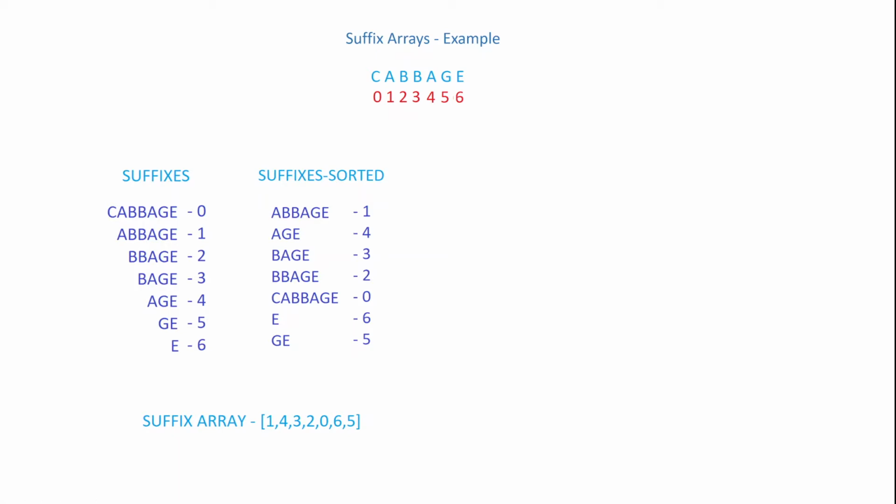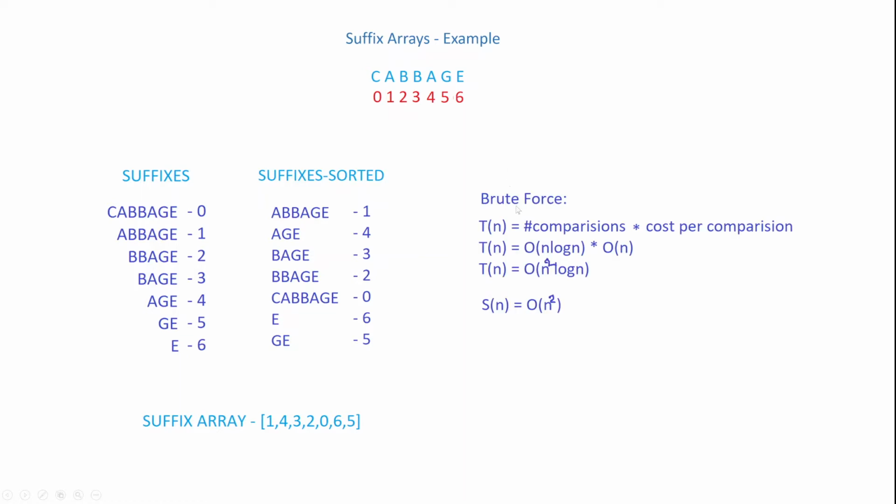In a brute force approach, we construct the suffix array as follows. We take our string, calculate all the suffixes, sort them using any comparison based algorithm, can be quicksort or mergesort, and then get the corresponding indices. The time complexity of such an approach will be the number of comparisons times the cost per comparison. In any comparison based algorithm, we have order of n log n comparisons, and since we are using strings here, the cost per comparison will be order of n. So overall, the time complexity is order of n square log n.